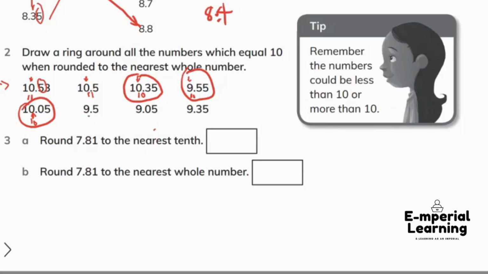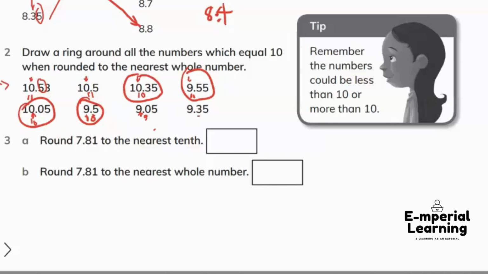9.5, we are just going to go with the flow. So 9, and then we consider 5. 5 is a strong number, and so this becomes a 10. And so this is also part of our answers. We have a 9.05. 9 is the nearest whole number. To the right of it is 0. 0 is a weak number. And so this remains 9. So this is not part of our answers.